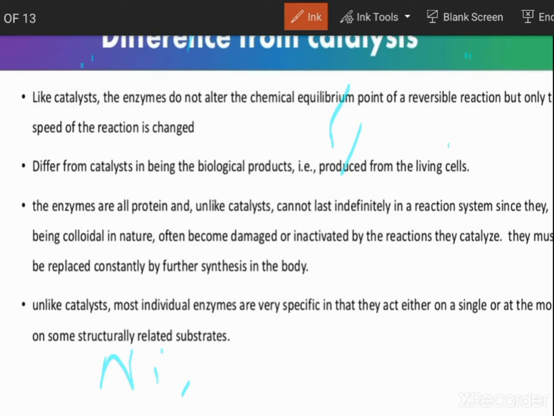Enzymes do not alter the chemical equilibrium point of a reversible reaction, but only enhance the speed of the reaction. And one most important thing is that all enzymes are proteins, they are colloidal in nature, and they are confined only to the living world. They are present in plants, in animals, and in microbes.